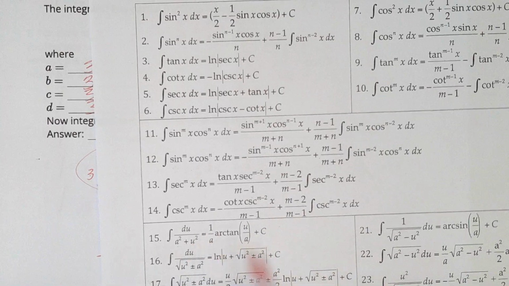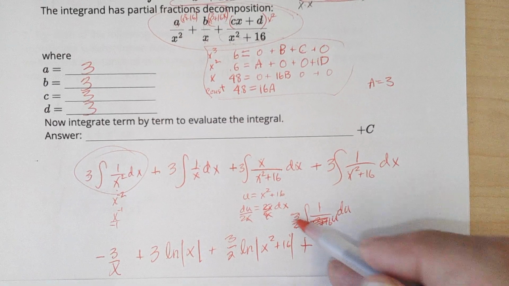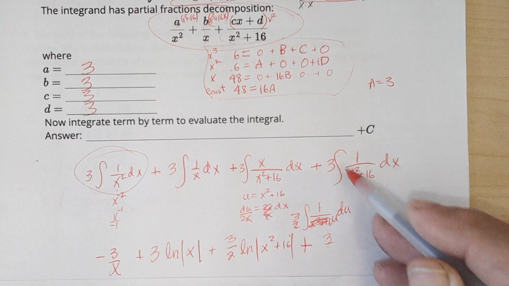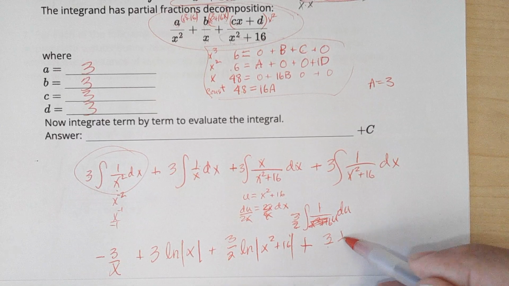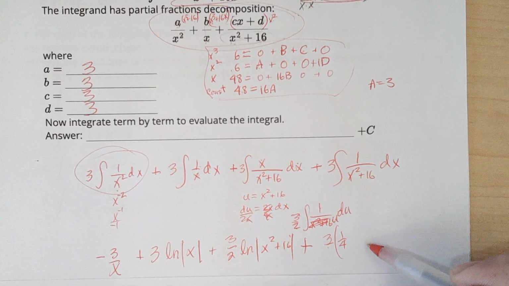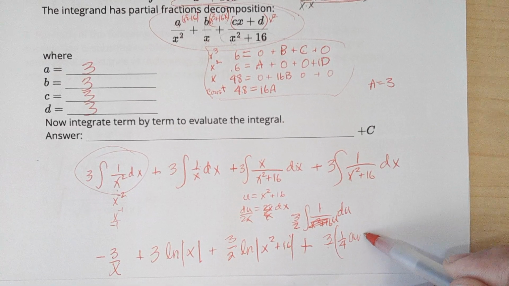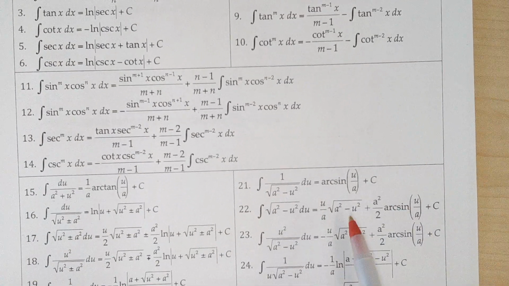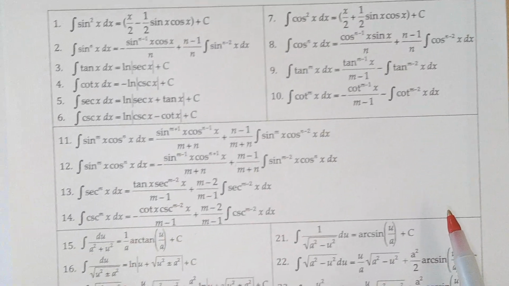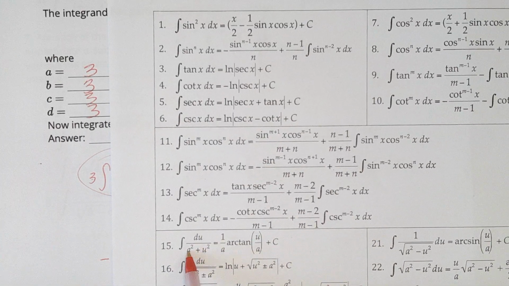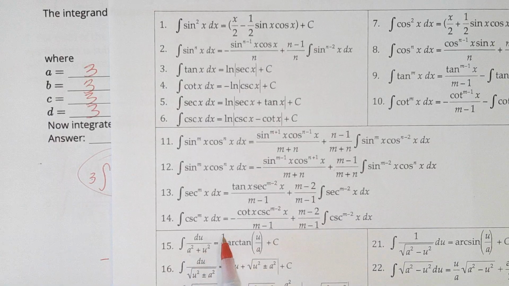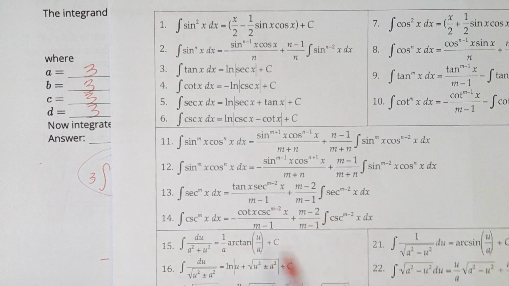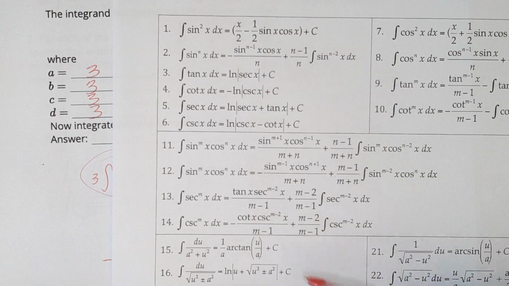So 1 over 4. 3 times 1 over 4 arctangent, where to go? Right here. A squared plus u squared, or u squared plus a squared, is 1 over the constant that's squared, arctangent of the variable over the constant, so that would be x over 4 in our problem.